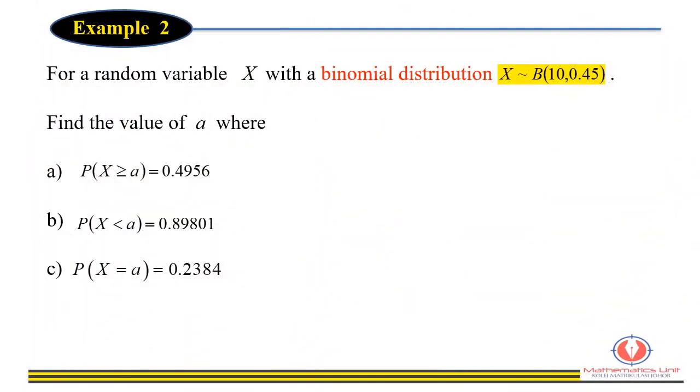For example number 2, X is a random variable of a binomial distribution with the parameters n equal to 10 and p equal to 0.45. We are going to find the value of a for the following conditions. These questions can be easily solved by using the binomial distribution table. Let me show you how to do it.